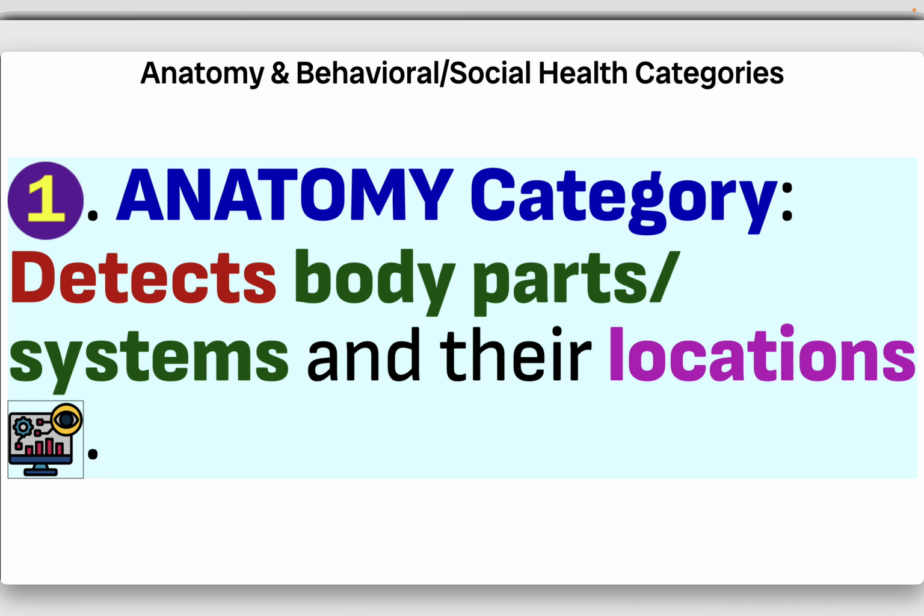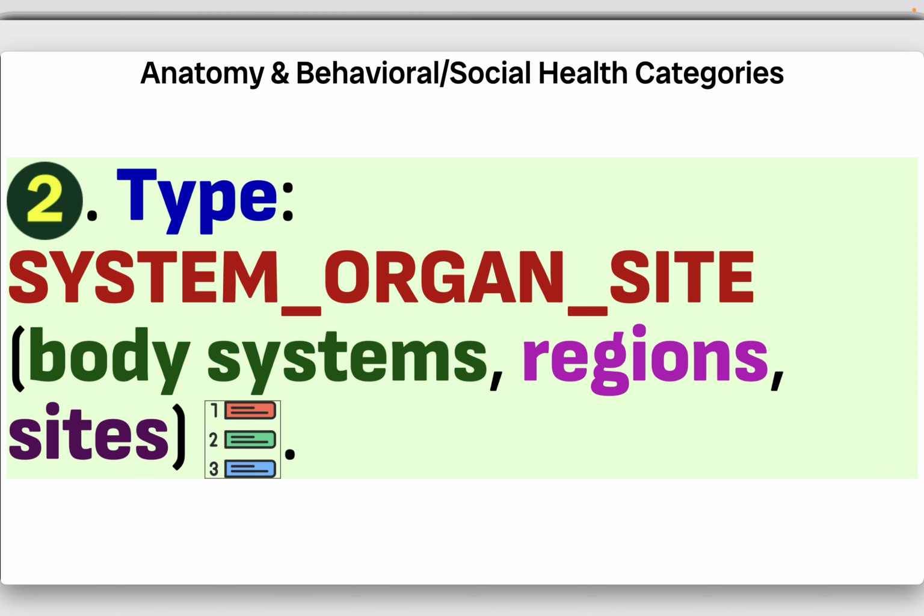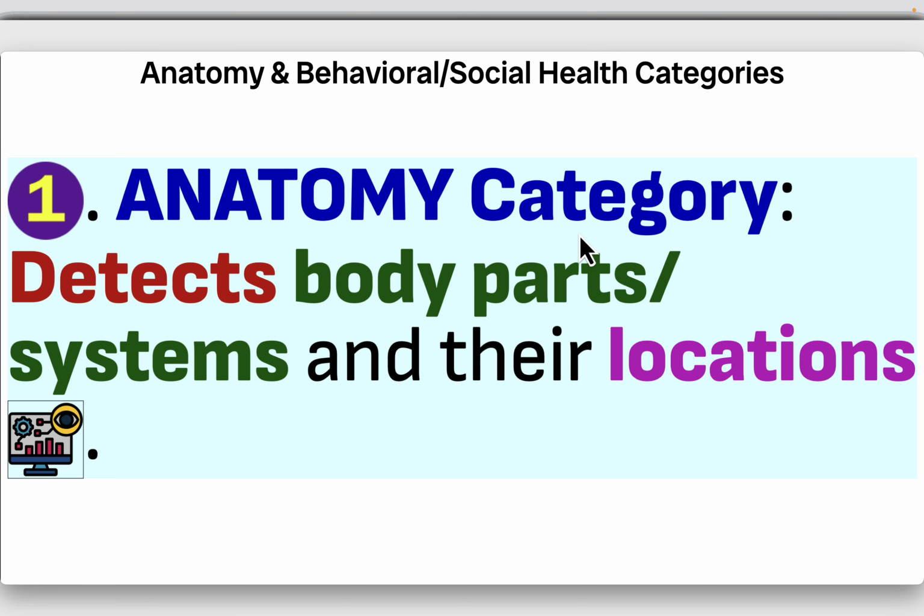Anatomic category. This category is used to detect references to parts of the body or body systems, as well as the locations of these parts or systems. Then we have type. So we are actually on the second topic. This is anatomy and behavioral and social health categories. I just covered the anatomy category, and this is about the body parts and their locations.